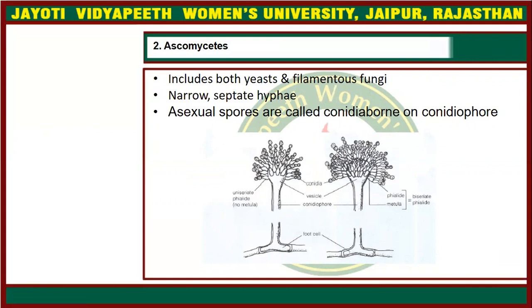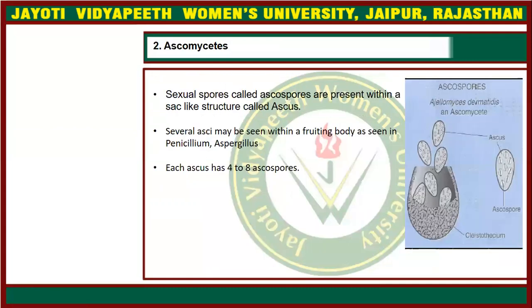Septate means they have some partitions in their hyphae, and their asexual spores are called conidiophores. In the ascomycetes, there are some specific sac-like structures. These sac-like structures have spores, and the spores are known as the ascospores. In a single ascus, 4 to 8 ascospores may be present. So the fungi which have ascospores are known as the ascomycetes.